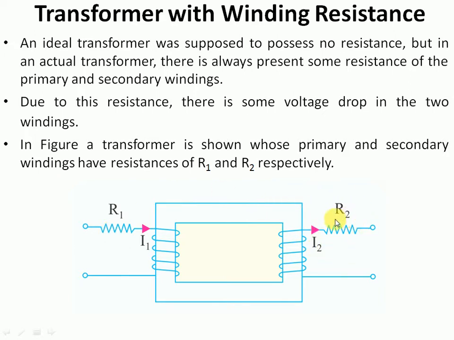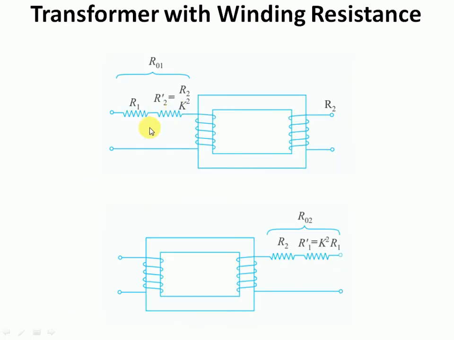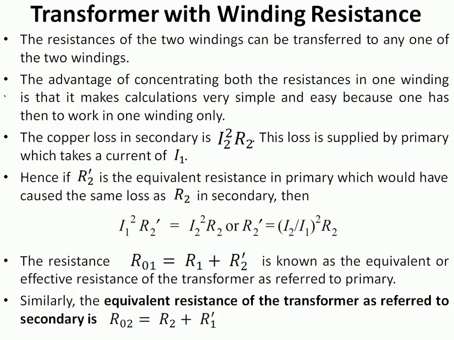This resistance R2 when transferred to primary side is indicated as R2 dash. So the circuit seems to be like this. The resistance which were present at the secondary side has been transferred to the primary side, and now it is indicated as R2 dash. Now we have to find the relation between this R2 dash and R2. While this resistance was at the secondary side, the copper loss which occurred there was I2 square R2. As I told before, when this resistance is being transferred to the primary side, that is R2 dash, it must be ensured that the same copper loss will occur at primary side also.